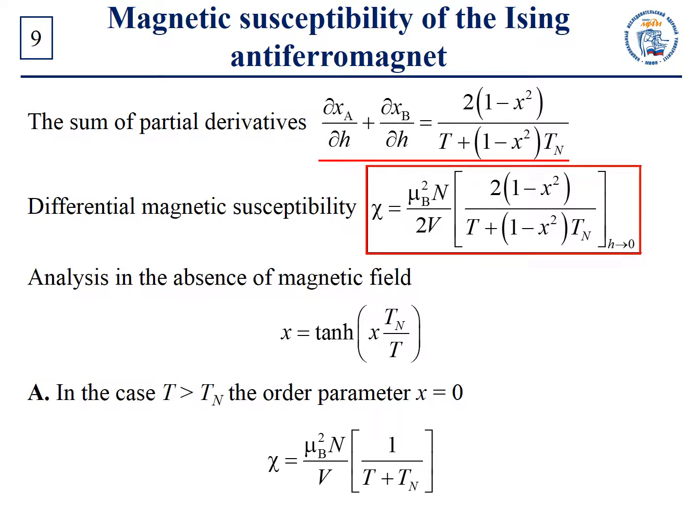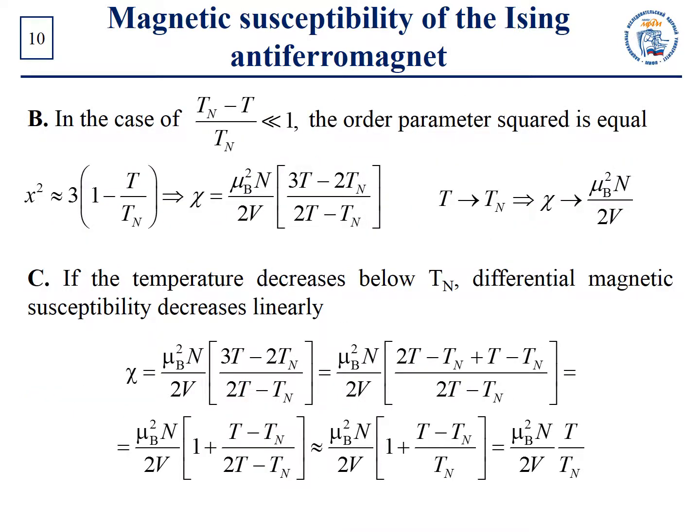Let us analyze this equation in more detail. In the absence of magnetic field, the expression for the order parameter takes the following form. In the case of T greater than Tn, the order parameter is equal to 0. Therefore, we have the following expression for the differential magnetic susceptibility. In the case of T tends to Tn, the order parameter squared has the following form. Therefore, the expression for differential magnetic susceptibility looks like this. So, if T tends to Tn, differential magnetic susceptibility tends to Bohr magneton squared n by 2v.